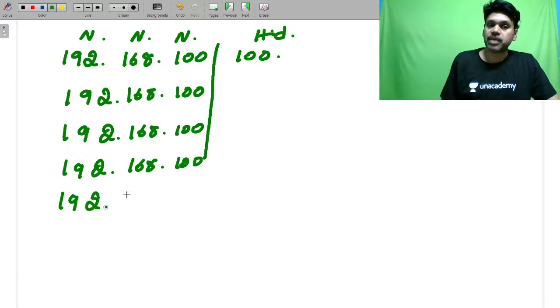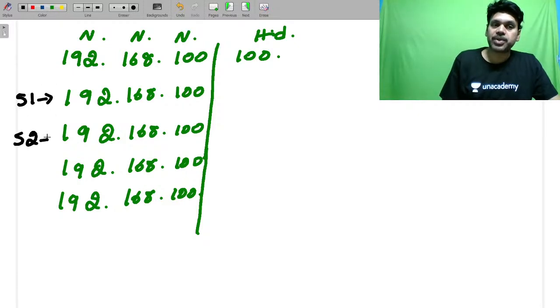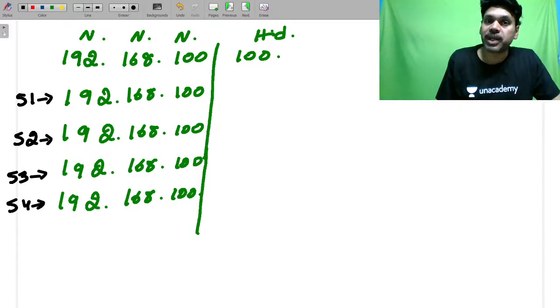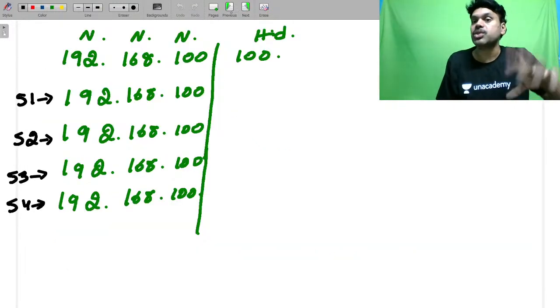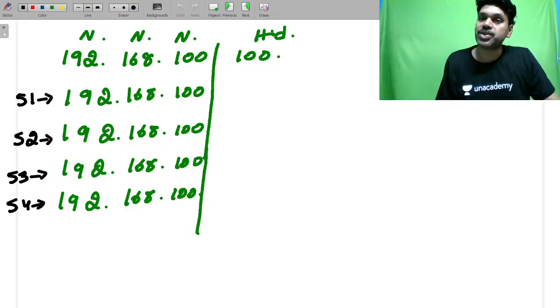The last octet value can be anything, don't worry. But if it is given, I will show you how to identify the answer. I have written 4 subnets. This is subnet 1, this is your subnet 2, this is your subnet 3, this is your subnet 4. How did you get 4 subnets? Because 2 bits are subnetted, 2 power 2, you are going to get 4 subnets, right? But hosts are going to be variable, because you are not going to see the same number of hosts in each.